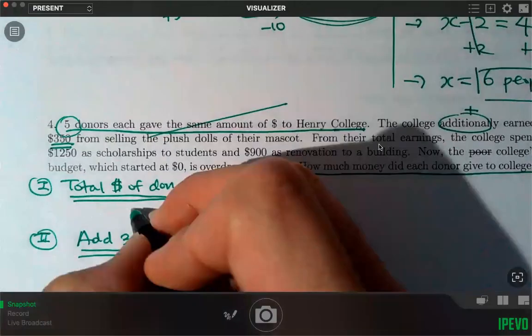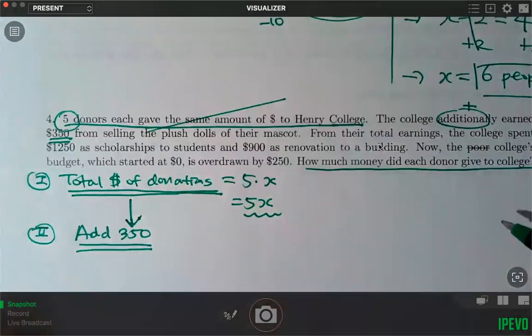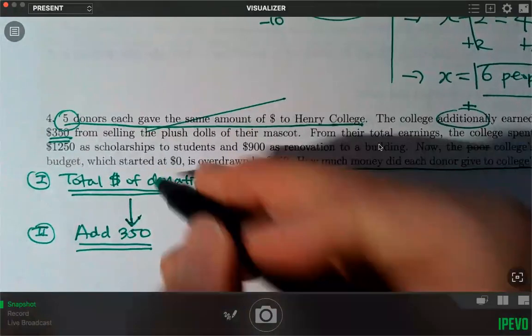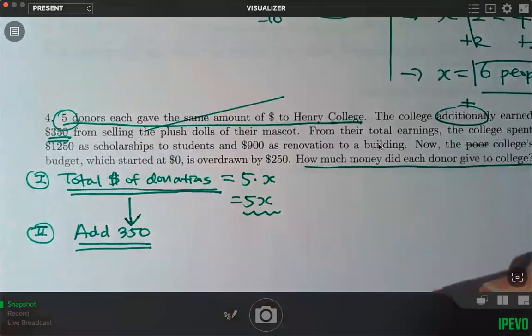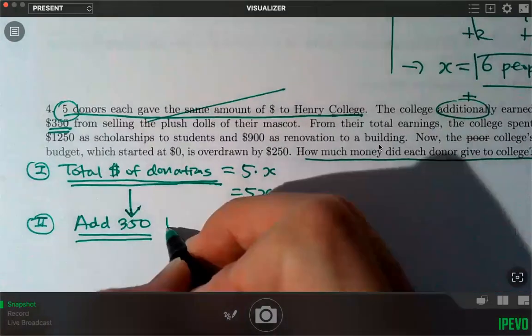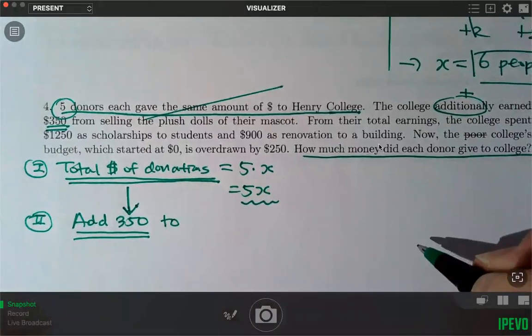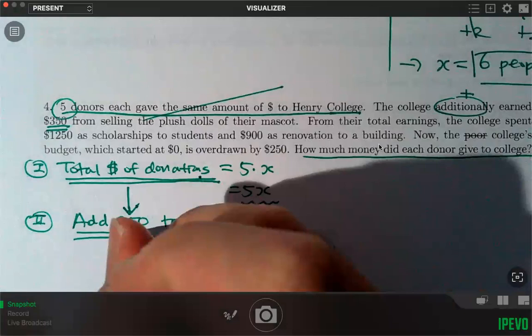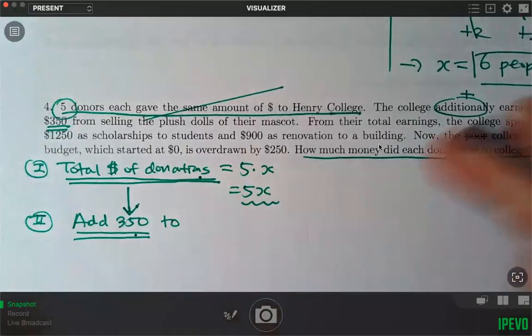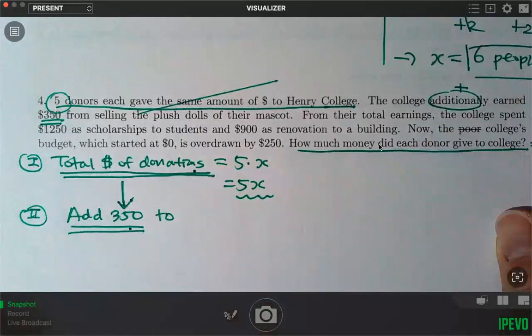So this is my hint. We are going this way. So first we do this, and then do this, and then do something else afterwards. So add 350 to where? Again, first we do this, and then do that, and then do something else afterwards. So everything is a building block. So add 350 to which one? Which expression?